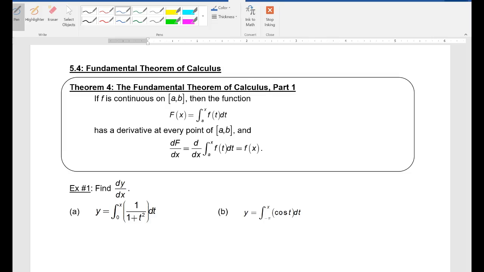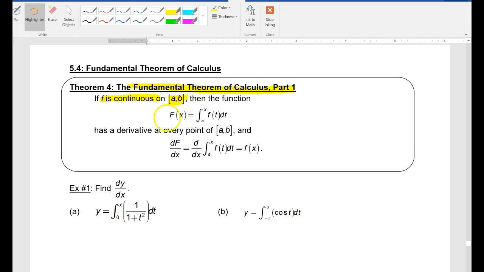Okay, so we're going to pick up 5.4 and the fundamental theorem of calculus. So, first thing we need is we need f to be continuous on a closed interval.